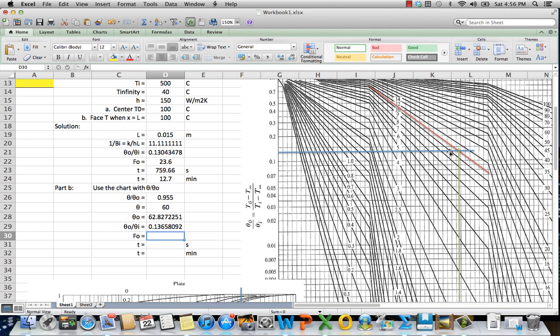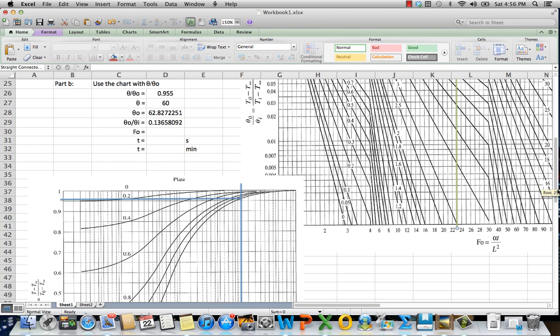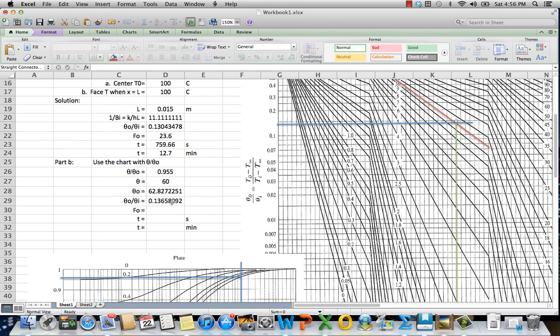The Biot number doesn't change. It doesn't involve position, so that's not changing. I'm going to take this and just raise this a little closer up here. It's about to there. Notice that the intersection now has moved to the left. So I'll change my green line over for that. And it looks like I'm right at 23 for the Fourier number.